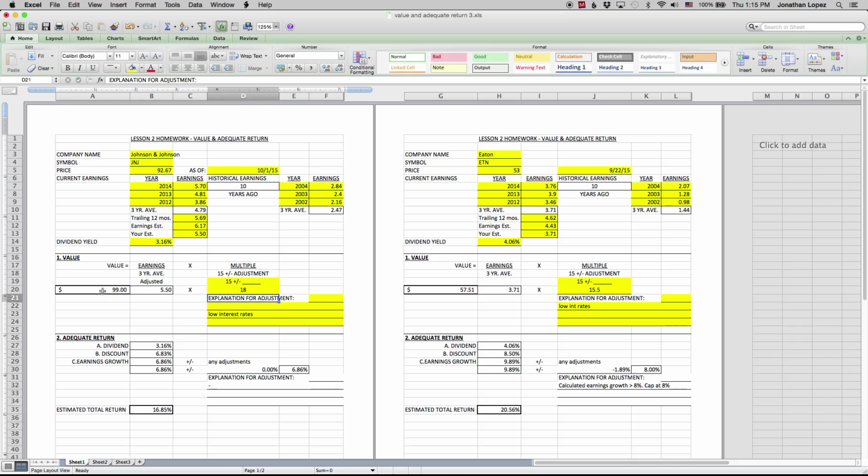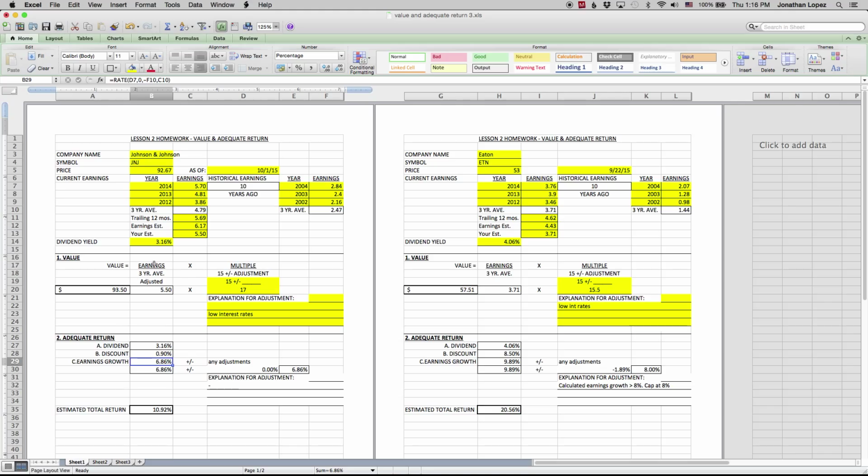And that gives us a value of 99. It's currently traded at 92.67. That's not too bad. So even if we went to say maybe 17, that's still pretty good. It's not crazy overvalued. Okay, because interest rates are low, I'm willing to pop that up a little bit. And so we're looking at a total return of probably around 11%, 3% from dividends, and about 7% from earnings growth.